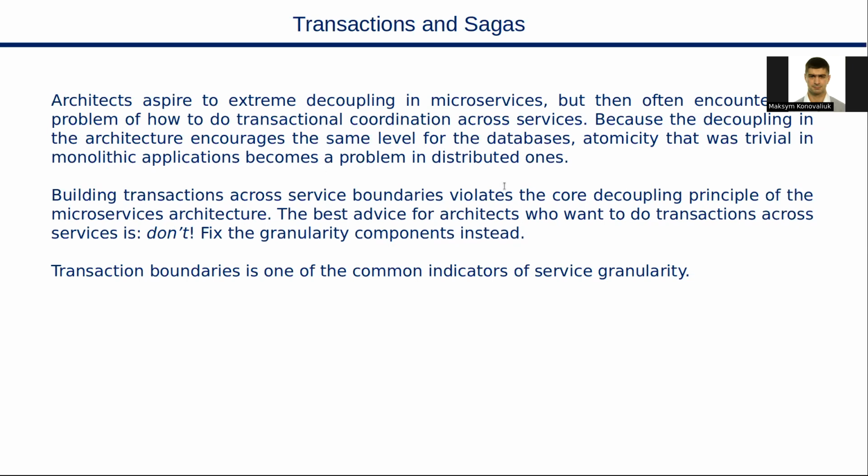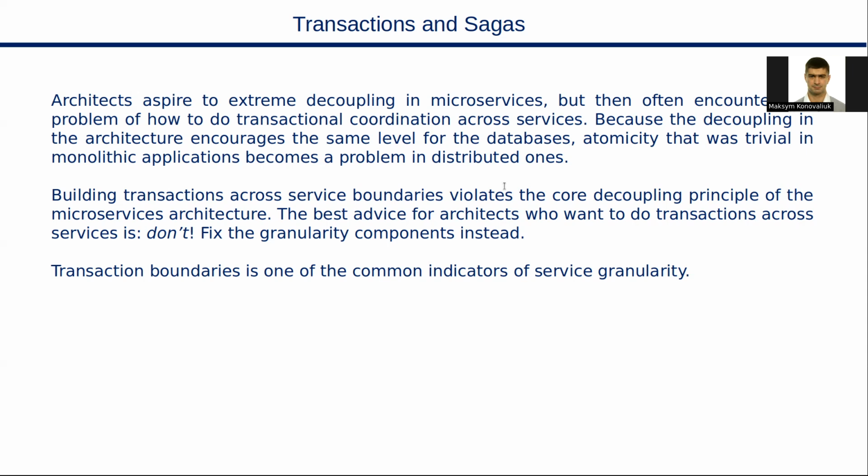Because the decoupling in the architecture encourages the same level of decoupling for the databases. So atomicity that was trivial in a monolithic application becomes a problem in a distributed one. You take the instance of transaction from the connection instance, the connection to the database. But here we have separate databases for each service. So each service will have a separate connection to the database, where you will execute the transaction that will commit and roll back everything you put to the database.